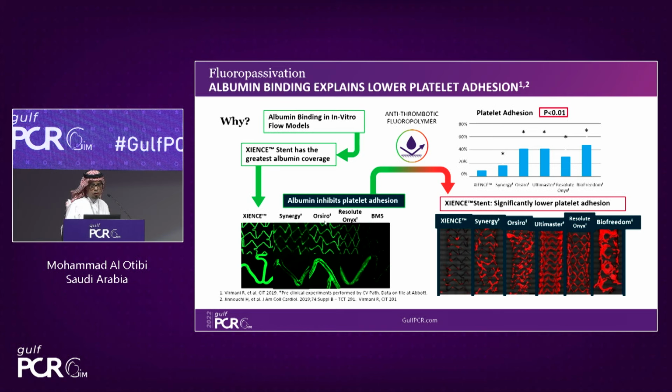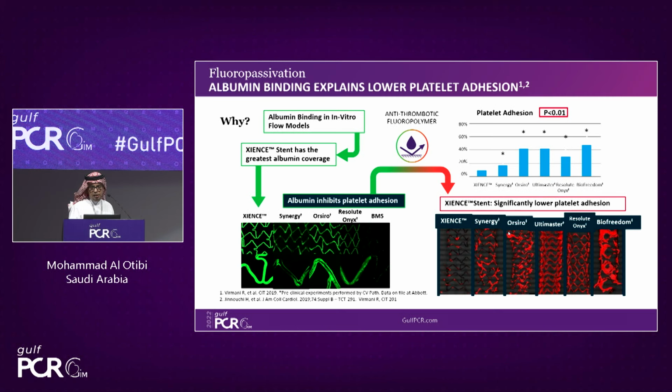But if you compare, and this work was done by Fermani in the States, it's called fluoropassivation. The point is that the Zion stent has 2 layers of polymer, which contains the reservoir, and it's fluoro-mediated. The beauty of that is that it attracts albumin, which makes platelet adhesion less likely. So it resists platelet adhesion.